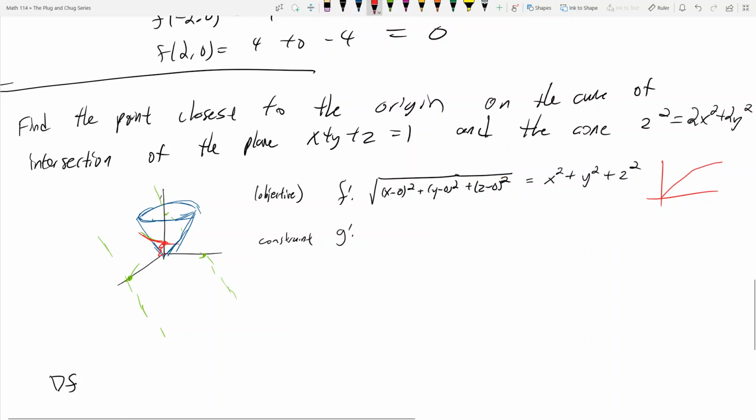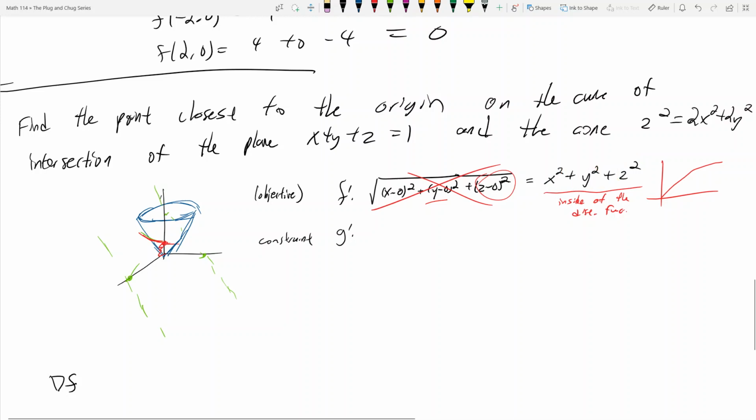Okay. So we don't want to choose the full distance for f. Instead, we just want the inside of the distance function. That's the trick with all distance problems: we only want the inside part of the distance formula, which is x minus 0 squared, that's x squared, y minus 0 squared, that's y squared, z minus 0 squared, that's z squared, right?